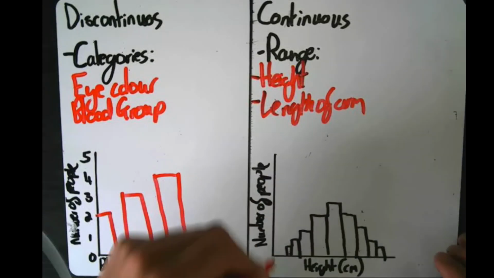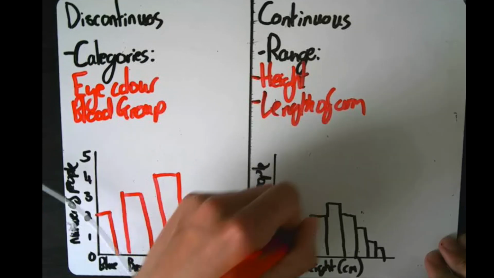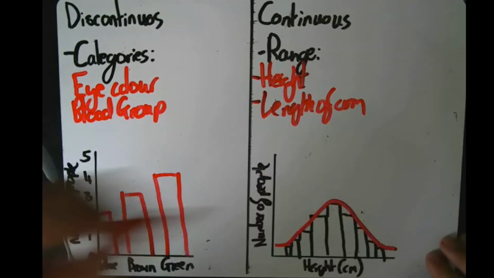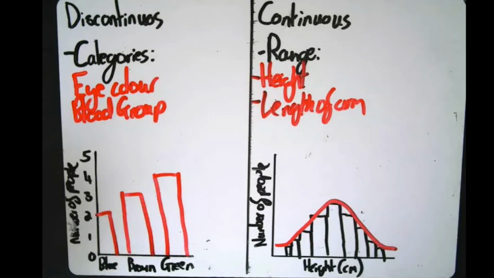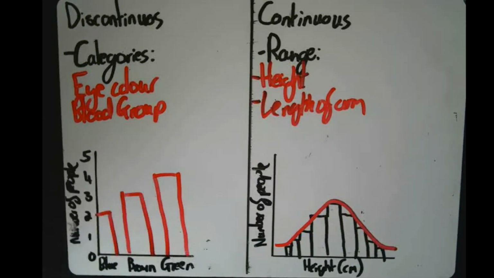Using the histogram, we can plot a normal distribution curve, which shows the average characteristics in a population.